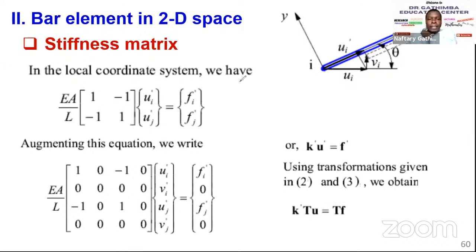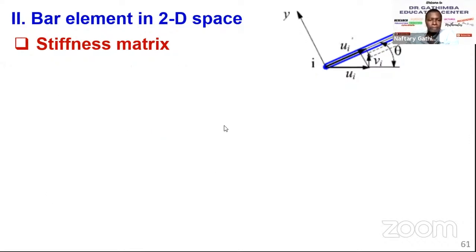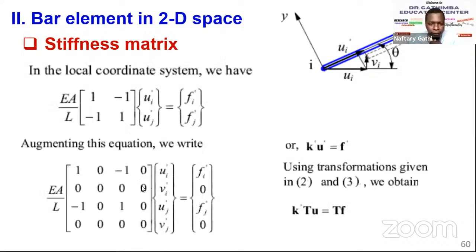So what we are saying here is you pre-multiply this stiffness matrix. If you get its transpose, and somebody can tell me what is a transpose.